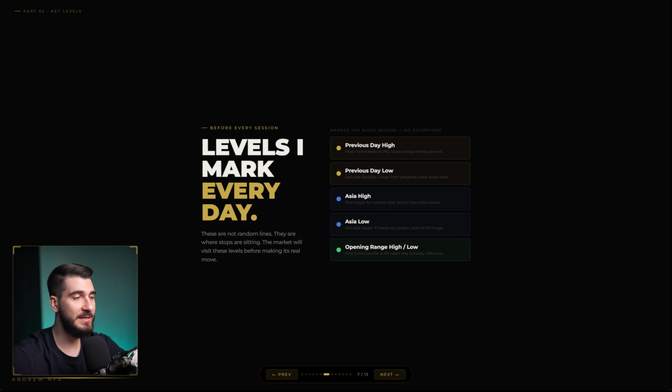So before I trade any session, I have these levels marked. Previous day high, previous day low, Asia high, Asia low, opening range high and low once New York opens. These are not random lines. They are where liquidity sits. They are where stops are clustered. And they are where the market is most likely to go before it makes its real move.